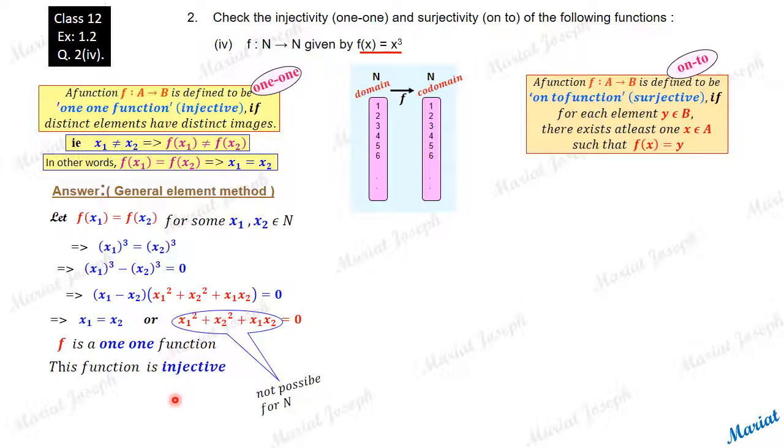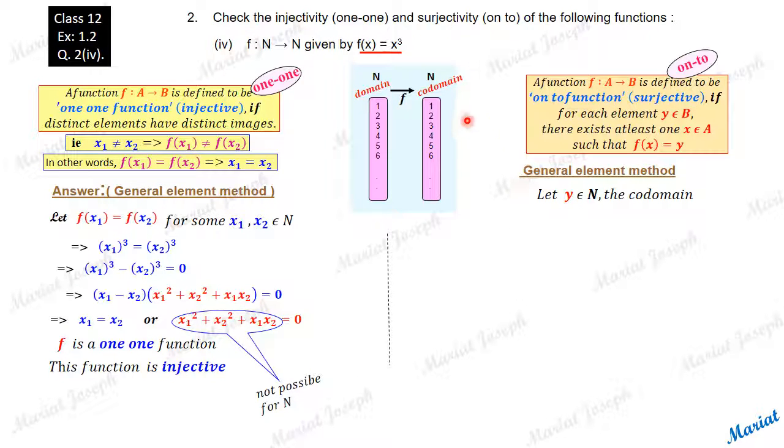Now, let us check whether this function is an onto function. What is an onto function? A function f defined from set A to set B is called an onto function or surjective function if for each element y taken in the codomain, there exists at least one x in the domain such that the image of x is the y that you have taken. Which means for every element y taken in the codomain, let us go checking.